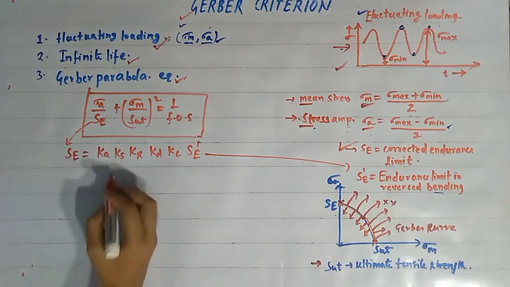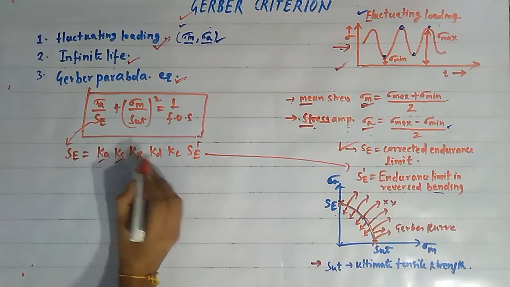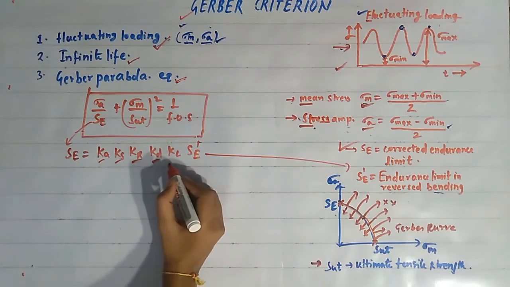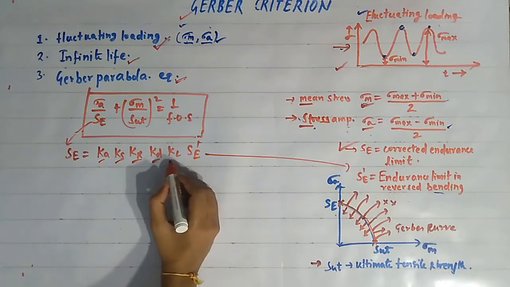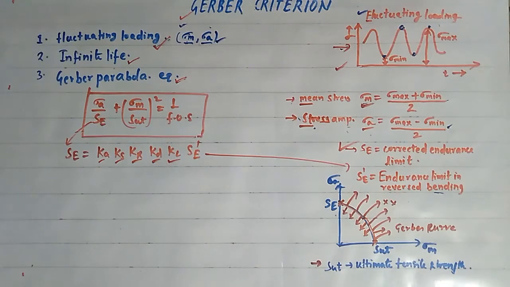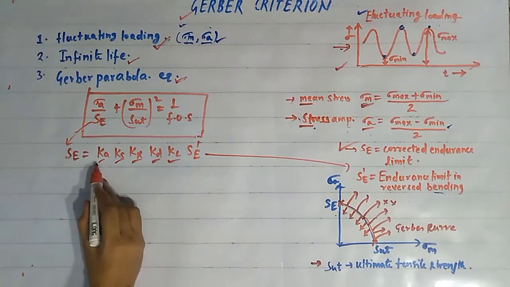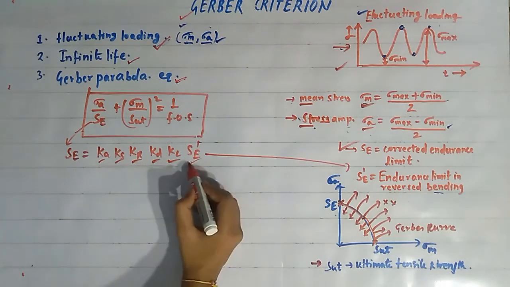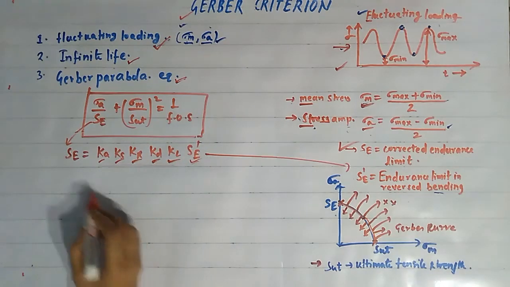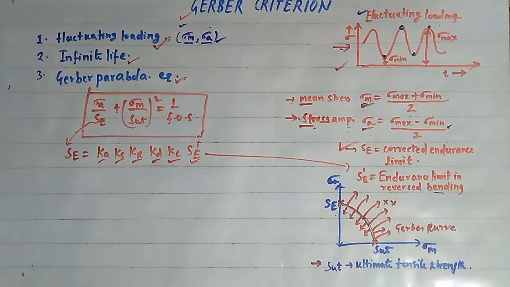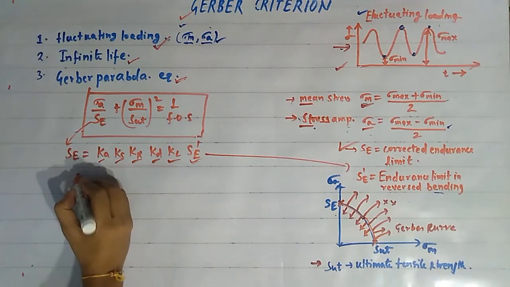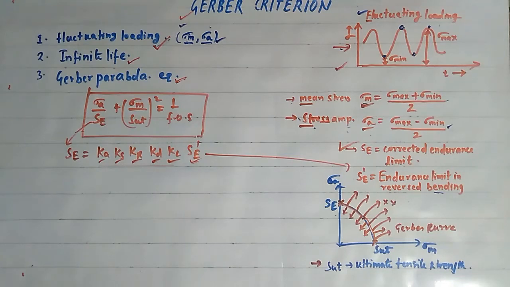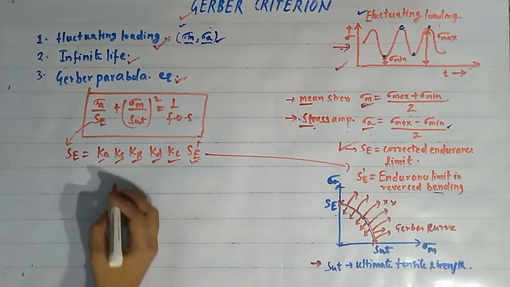And here the factor Ka is the size factor, Ks is the surface finish factor, Kr is the reliability factor, Kd is the modifying factor to account for stress concentration, and Kl is the load factor. Now we have to find out the value of these factors, and the value of these will be provided to us or can be taken from data book, so that we can find out the corrected endurance limit. Now friends, see this Ka, Ks, Kr, Kd and Kl can be given in the question or can be taken from the design data book.